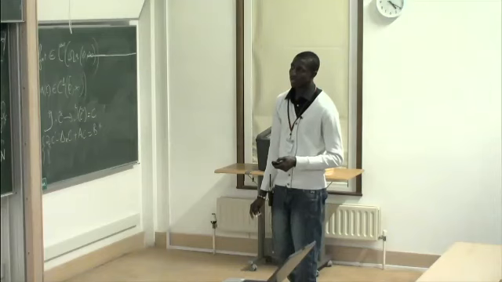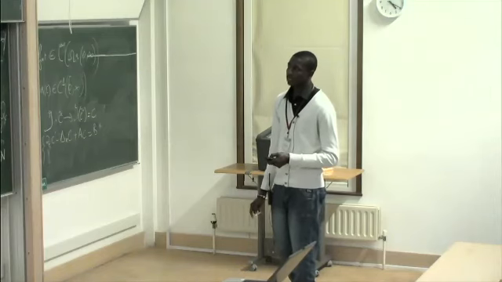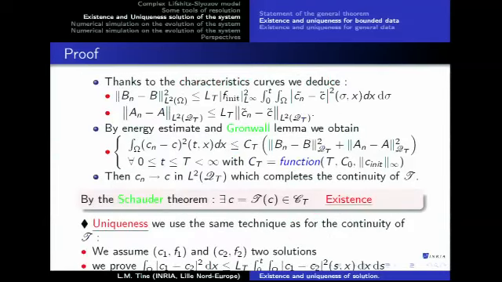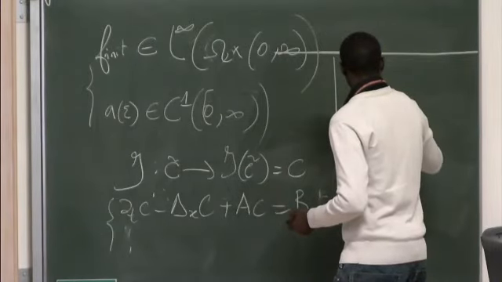Okay. For the continuity of our mapping in L2 norm, we have to prove that if this sequence converges toward tilde C, then we have Cn converges towards C. To this end, we define Fn and F as solutions to the following system. And thanks to the characteristic curve, we have the following estimate on Bn minus B in L2 norm and An minus A in L2 norm of dt. And this following estimate is obtained by the fact that we have a result on the difference of two characteristics, theta 1 minus theta 2.